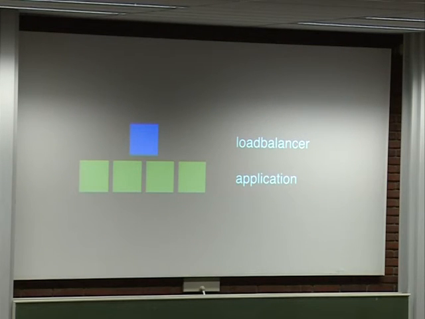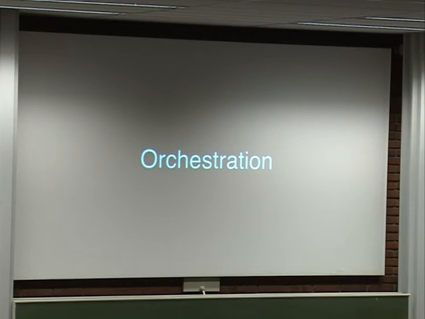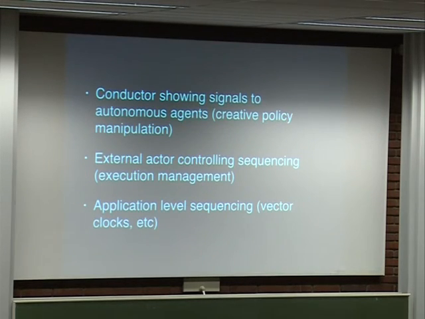So what I do is I change my configuration here, change my configuration here, then here, then here, here, here, then here. I need to do this in a particular sequence in order to actually make this work, right? How do I do this? Well, here's that ugly over orchestration. Right? So in general, there's three ways to do this. A conductor showing signals to autonomous agents. So this is basically creative policy manipulation.